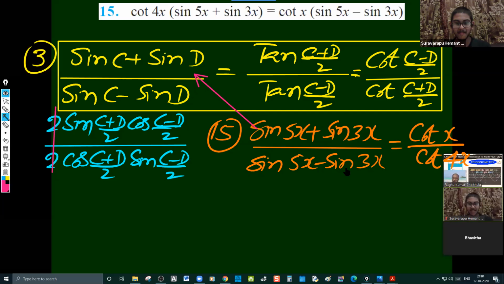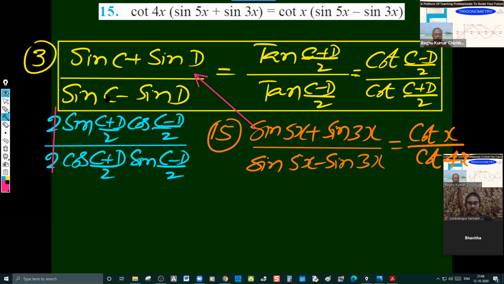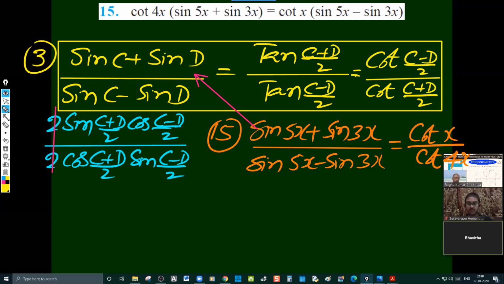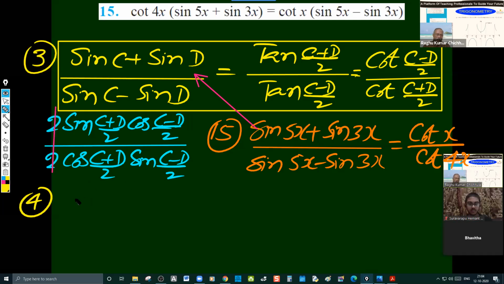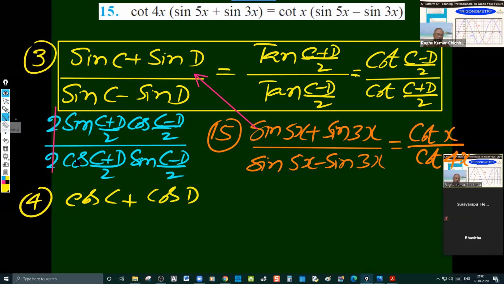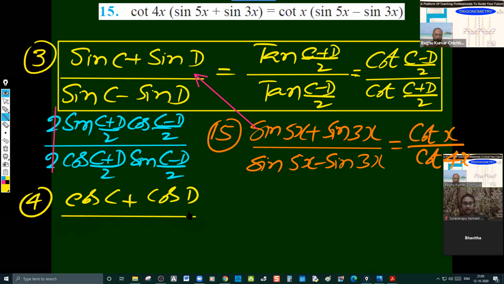Yes, sir. That's what it is. Bhavita, I hope you understand what I'm saying? Yes, sir. Fourth one, I'm not writing, but you have to tell me. One by Bhavita, other one by Saurya. That is cos C plus cos D whole divided by cos C minus cos D.